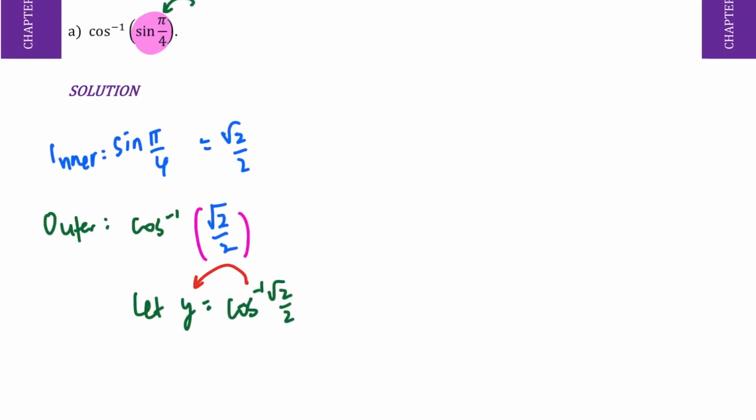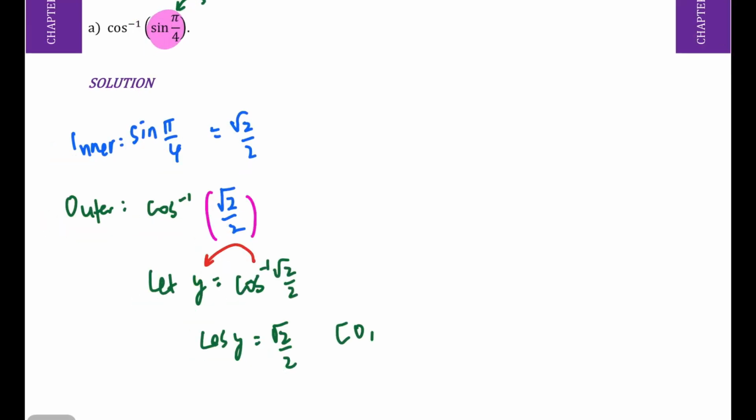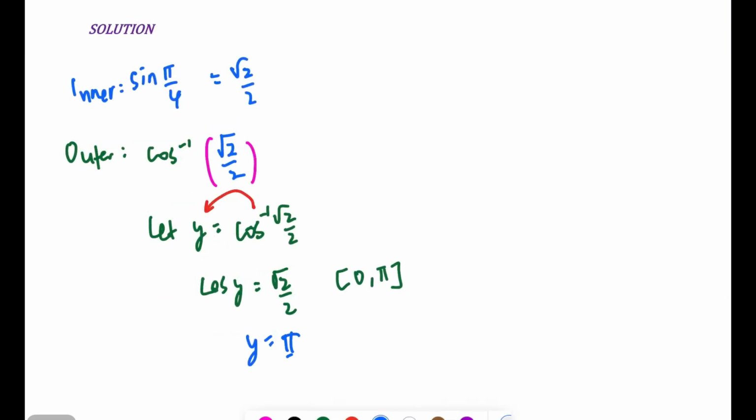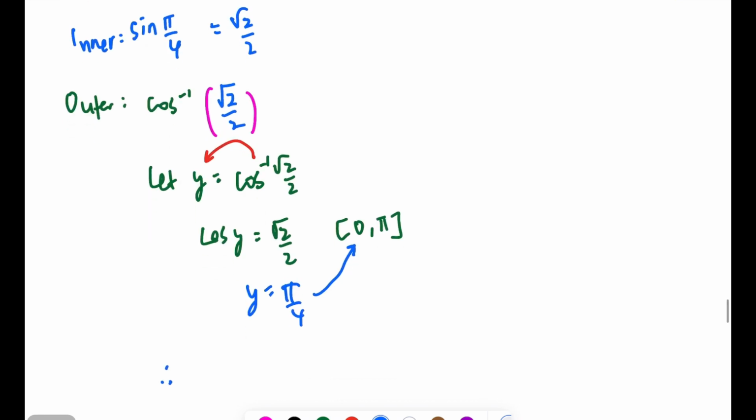As usual, to solve inverse cos, first let y be inverse cos root 2 over 2 and then take the opposite side here. Therefore, cos y will be equal to root 2 over 2. Please take care of your domain. It must be between 0 and pi for cos. Okay, so just find the angle so that cos of the angle becomes root 2 over 2. Therefore, the angle is pi over 4. So pi over 4 is within the domain, so we can accept this. Therefore, we can conclude our answer. Inverse cos of sine pi over 4 will be equal to pi over 4.